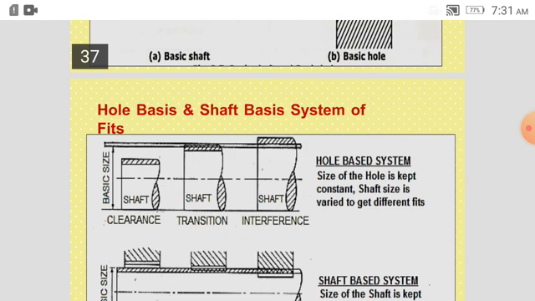Shaft is changed as per the requirement of the fit. If the clearance fit is required, then the shaft is shown symbolically here. Then if the transition fit is required, the shaft is shown, and if the interference fit is required, the shaft is drawn like this. So this is the hole basis system, or the diagram for hole basis system. The size of the hole is kept constant here, and the shaft size is varied as per the requirement of the fit. So if we require clearance fit, the shaft will be like this, transition fit and interference fit.